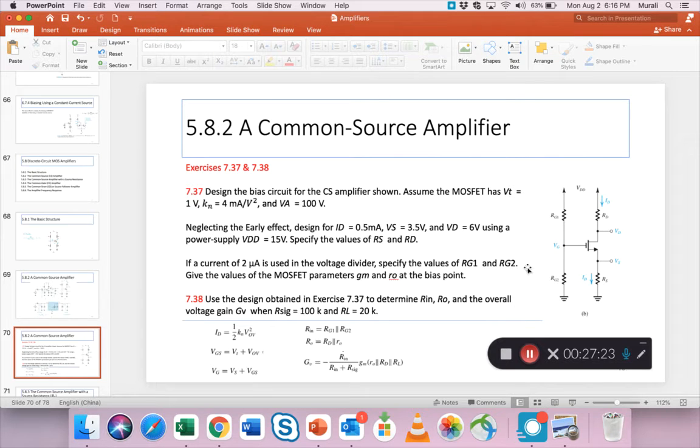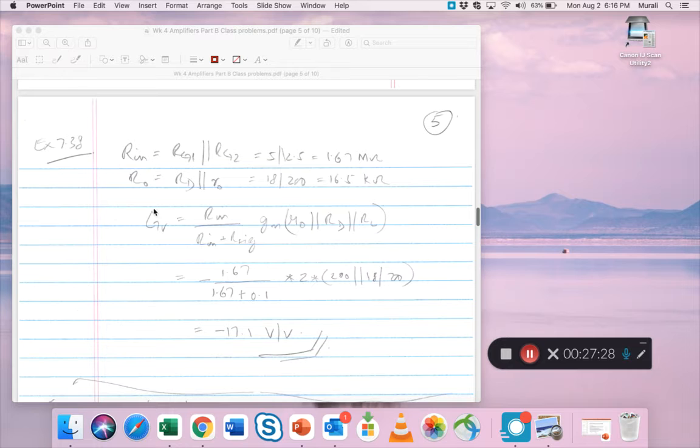Oh, then we have 738, which is the next problem. So here is 738. So Rin in this case is the parallel combination of this and this. Ro is RD in parallel with small ro. Gv, this formula, you get minus 17. Okay?